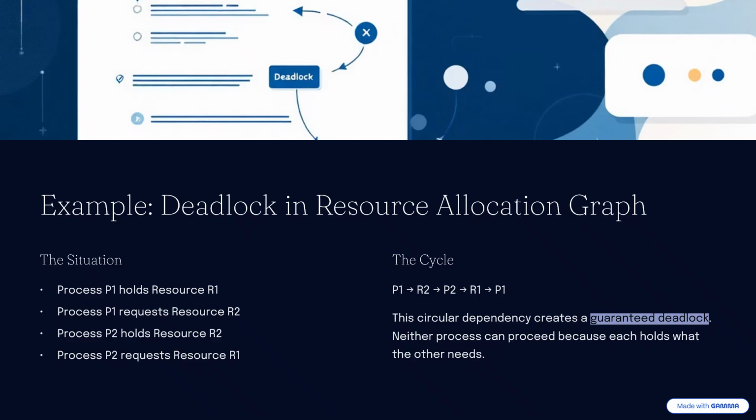Let's see an example. Process P1 holds resource R1 and requests R2. Process P2 holds R2 and requests R1. This forms a cycle, P1 to R2, then to P2, then to R1, and back to P1. This circular dependency guarantees a deadlock because neither process can continue.